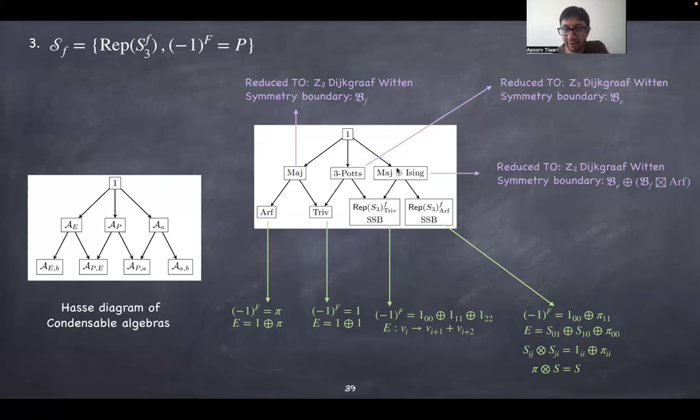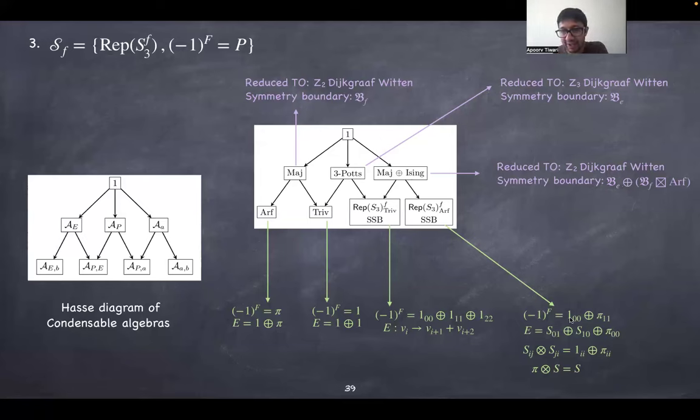The most interesting part is actually this part, where the symmetry boundary is a direct sum of a bosonic boundary and a fermionic boundary. And as a multifusion category, this also has Q-type lines, which are interfaces between these 2 components of this fusion category.